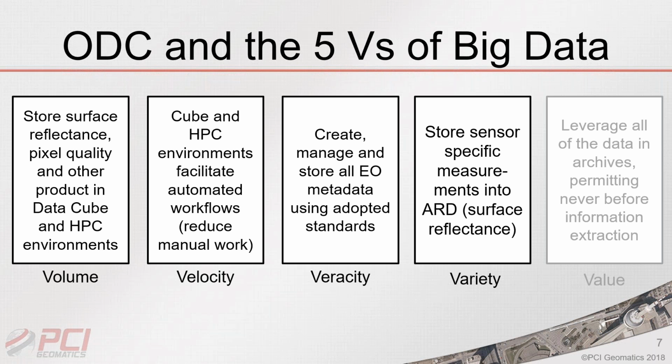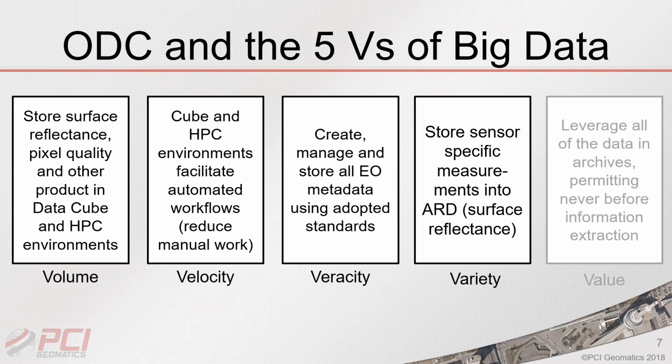In terms of veracity, so how do we know what we're looking at, the traceability of the pixels over time? What we can do through the data cube infrastructure is we can create, manage, and store all the Earth observation metadata using adopted standards. For example, the Open Geospatial Consortium, OGC, would set standards that can be followed to store all of this data and to be able to verify where the change occurred and from where it occurred.